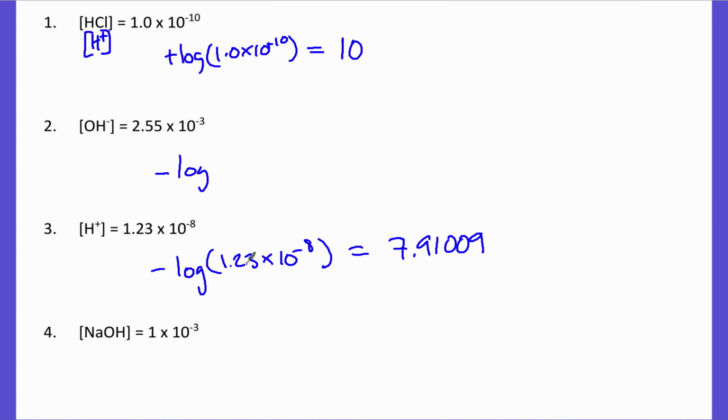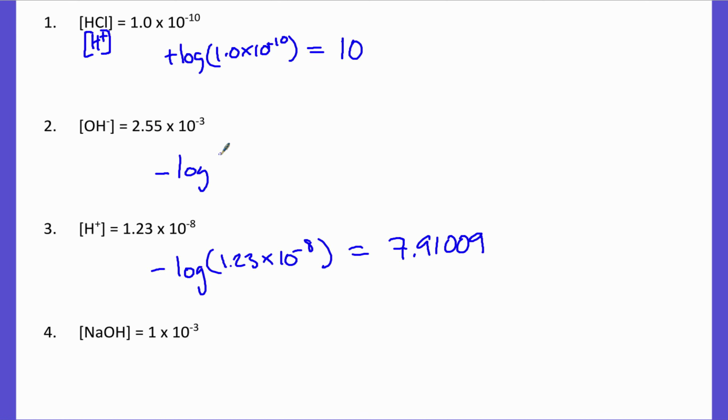The only reason it's not exactly 8 is because this isn't exactly 1. It's not 1 times 10 to the negative 8th. It's 1.23 times 10 to the negative 8th. So if you have a hydrogen ion, that's what you do to get your pH. Do a negative log of your concentration for that hydrogen ion. Otherwise, if I was given hydroxide, I could turn it into hydrogen ion by using Kw and dividing. But there's actually a simpler route here.